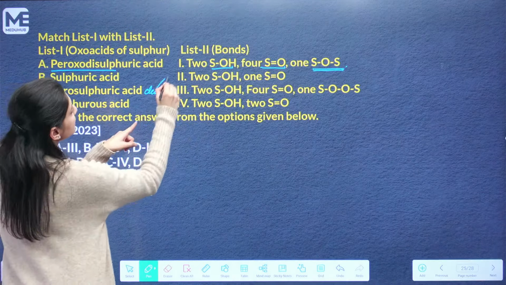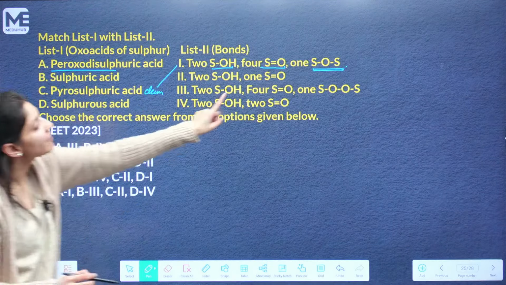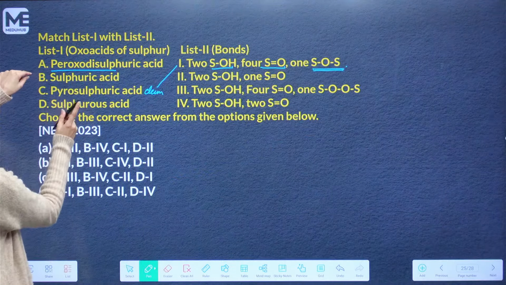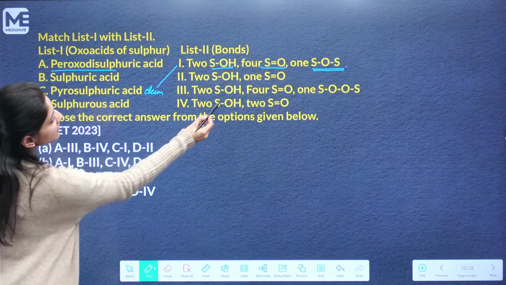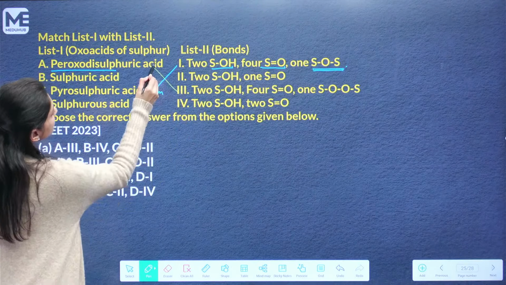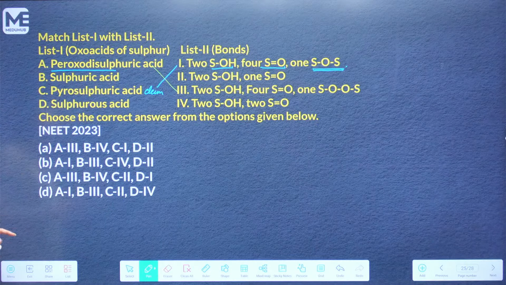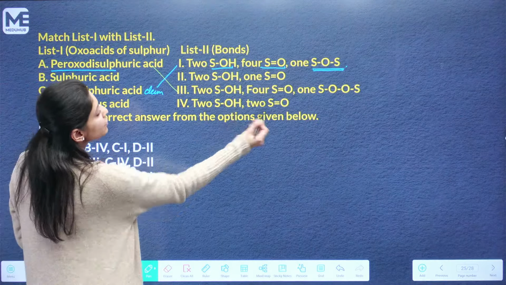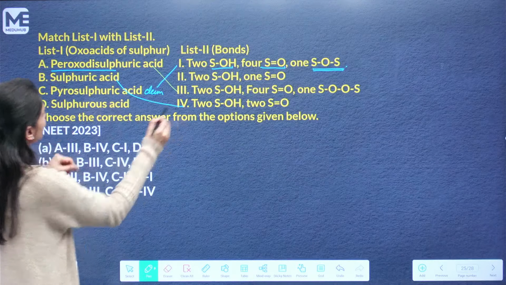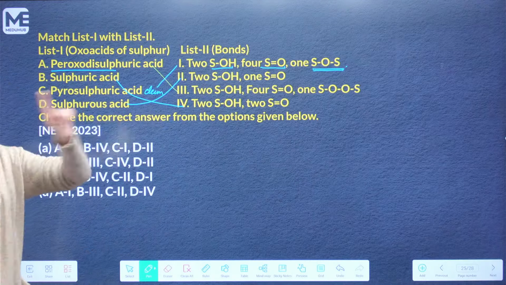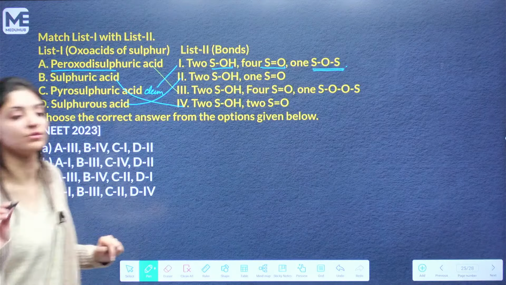So S-O-S here, alright. Now we have S-O-O-S bond. This has to be in a peroxo acid. So peroxodisulfuric acid contains this one. Okay. Now for sulfuric acid H2SO4, in H2SO4 we have 2 S-OH, 2 S=O. And sulfurous acid contains 2 S-OH and 1 S=O, because one position is occupied by a lone pair. So this is this question.